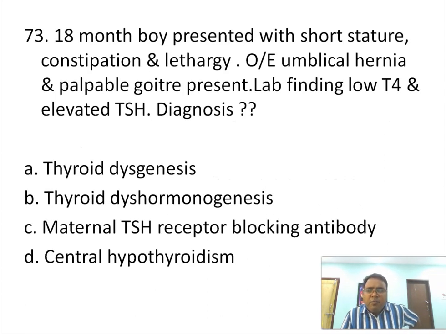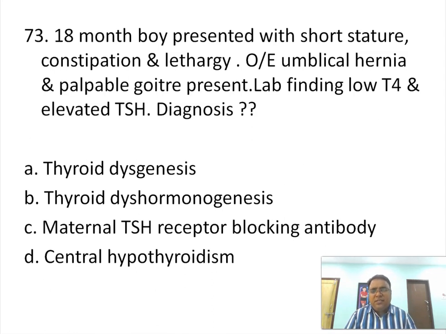Next, an 18-month boy presented with short stature, constipation and lethargy. On examination, umbilical hernia and palpable goitre are present. Lab findings show low T4 and elevated TSH. What is the diagnosis? Short stature, constipation and lethargy suggest hypothyroidism, congenital hypothyroidism. Umbilical hernia is there, and laboratory findings of low T4 and elevated TSH mean hypothyroidism is confirmed.